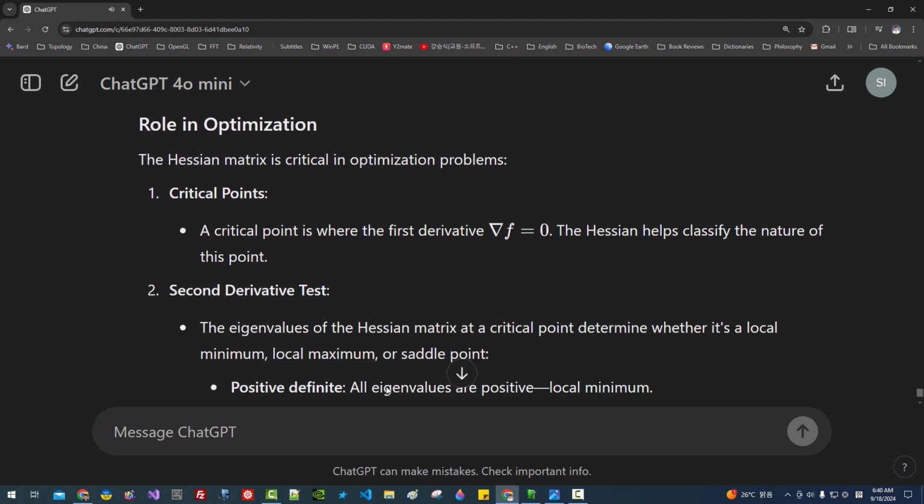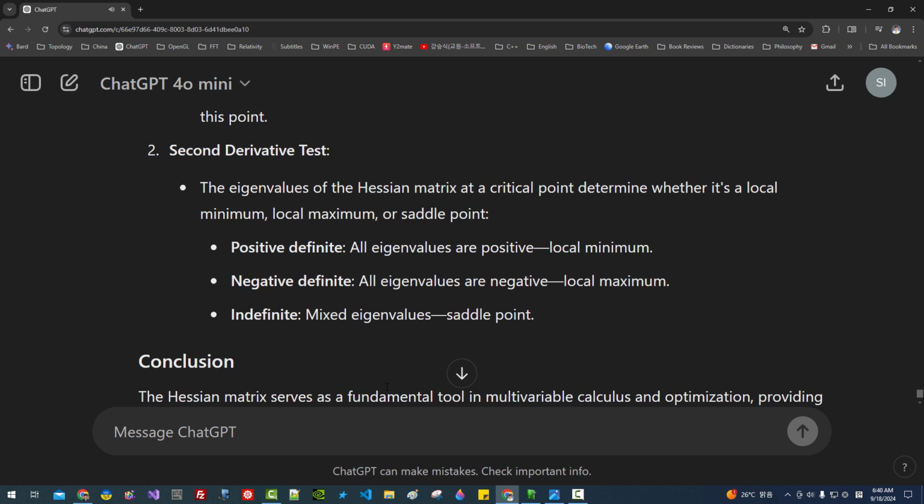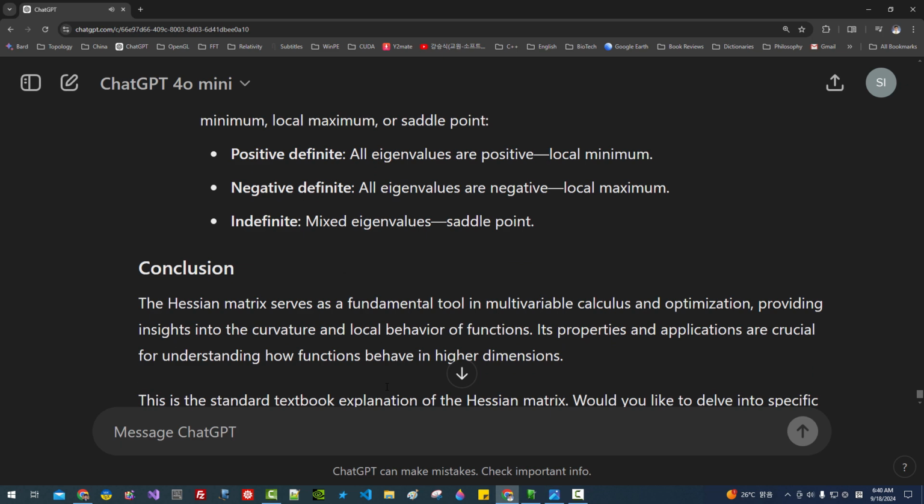Role in optimization. The Hessian matrix is critical in optimization problems. 1. Critical points. A critical point is where the first derivative, ∇f, equals 0. The Hessian helps classify the nature of this point. 2. Second derivative test. The eigenvalues of the Hessian matrix at a critical point determine whether it's a local minimum, local maximum, or saddle point. Positive definite: all eigenvalues are positive, local minimum. Negative definite: all eigenvalues are negative, local maximum. Indefinite: mixed eigenvalues, saddle point.